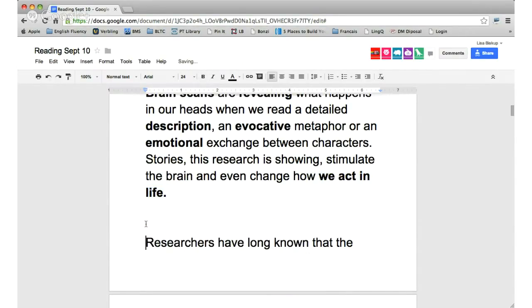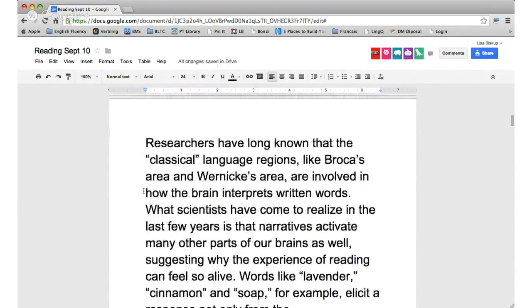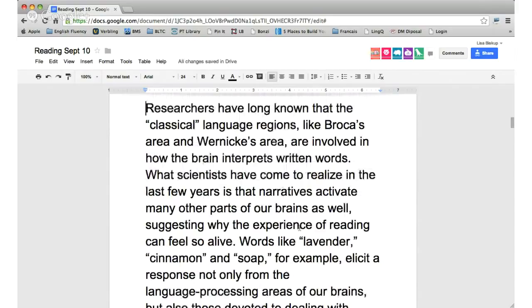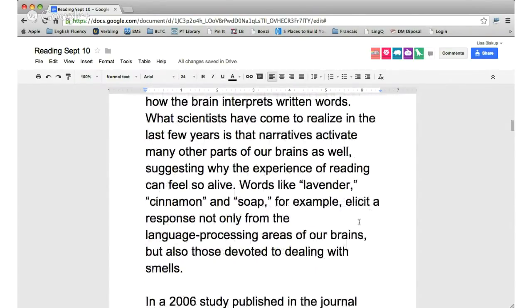Researchers have long known that the classical language regions like Broca's area and Wernicke's area are involved in how the brain interprets written words. What scientists have come to realize in the last few years is that narratives activate many other parts of our brains as well, suggesting why the experience of reading can feel so alive. Words like lavender, cinnamon, and soap, for example, elicit a response not only from the language processing areas of our brains, but also those devoted to dealing with smells.